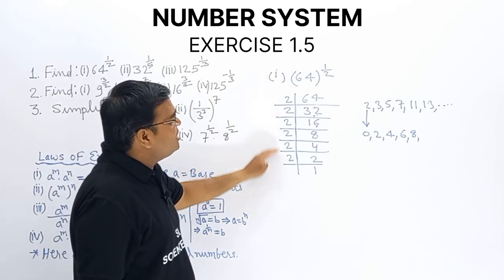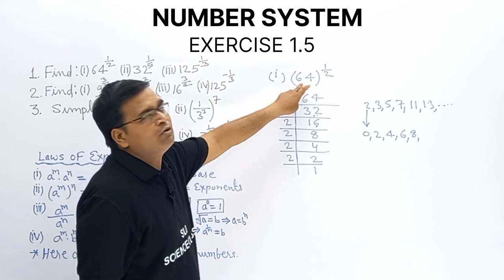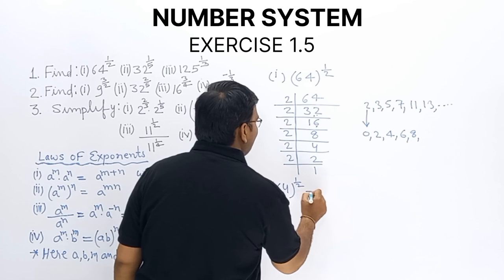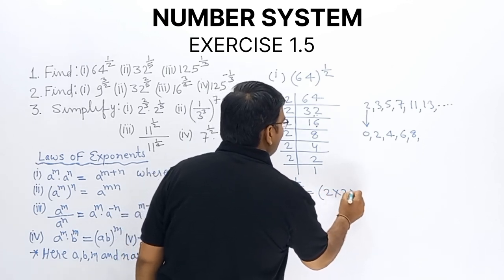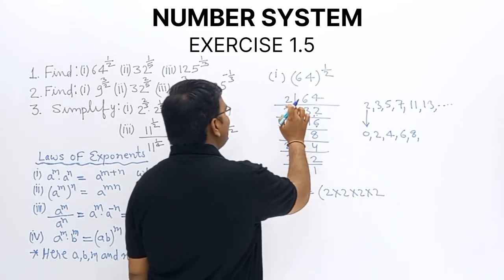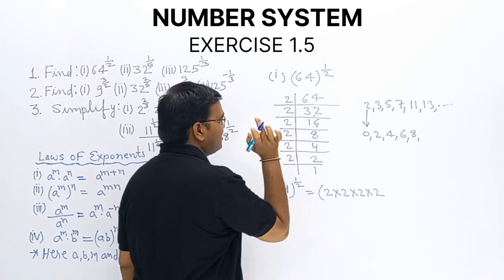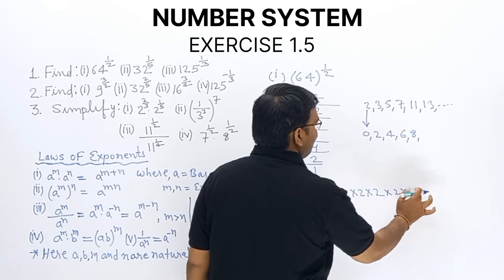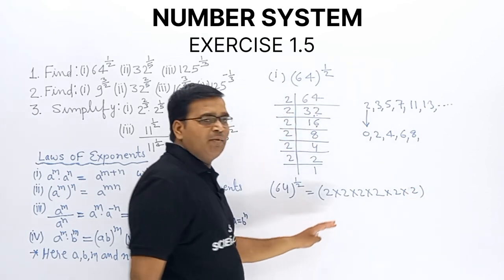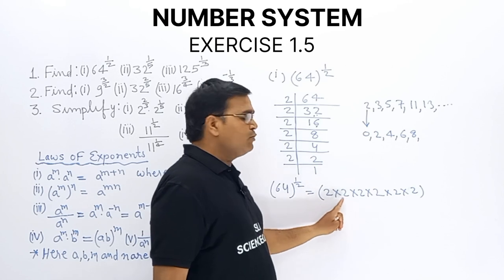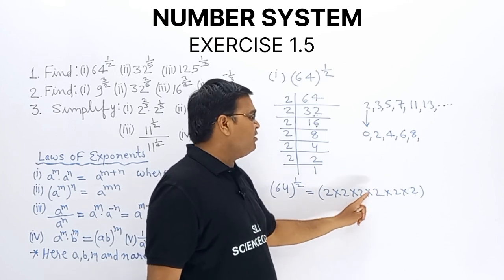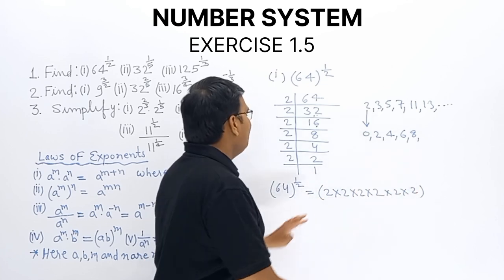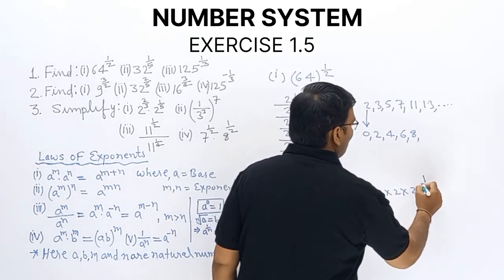Now we will use these factors in place of 64. So we can say 64 power 1 by 2 can be written as 2 into 2 into 2 into 2. How many times is it coming? 1, 2, 3, 4, 5, 6. 6 times. Once we multiply these numbers, 2 into 2, 4, 4 into 2, 8, 8 into 2, 16, 16 into 2, 32, 32 into 2, 64. We are getting 64. And what is the whole power?